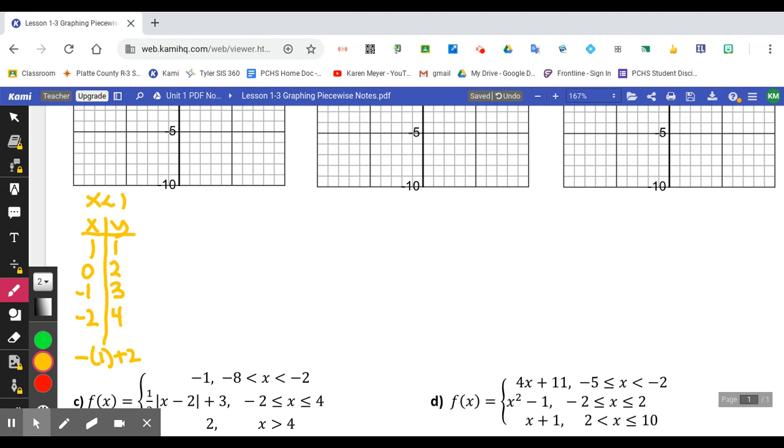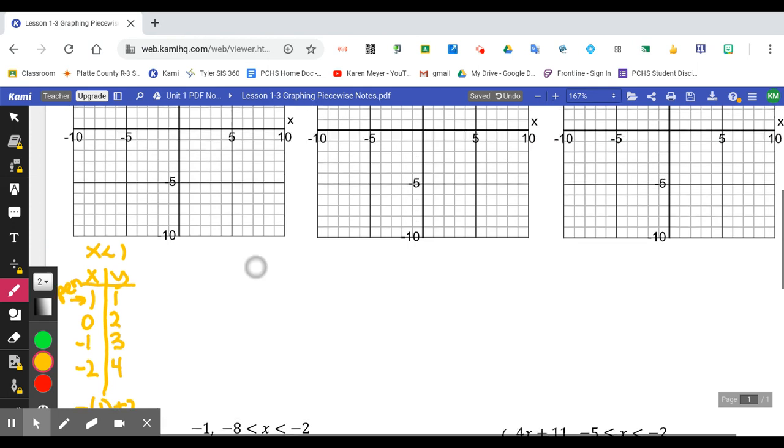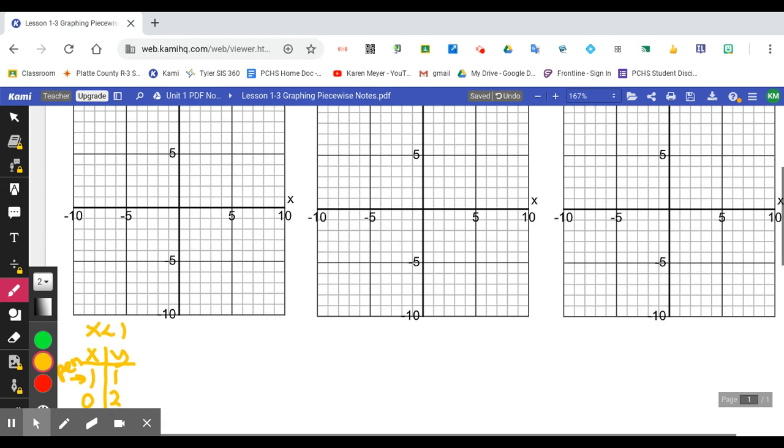Now, since the restriction or the domain says x is less than 1, it doesn't have the or equals to. So that means this is going to be an open circle when I plot the first point. Now, all the points after that, they are all going to fall on the line and going to count, so they will all be with closed circles. So 1, 1 has an open circle.